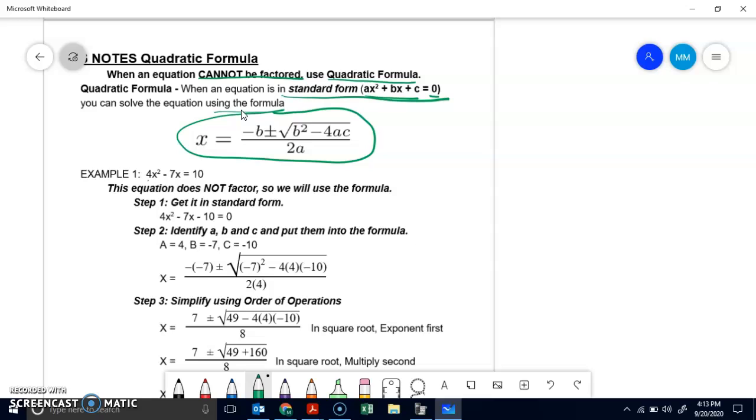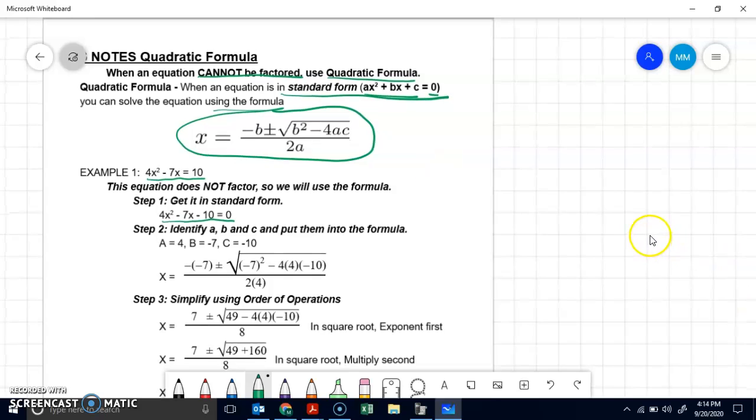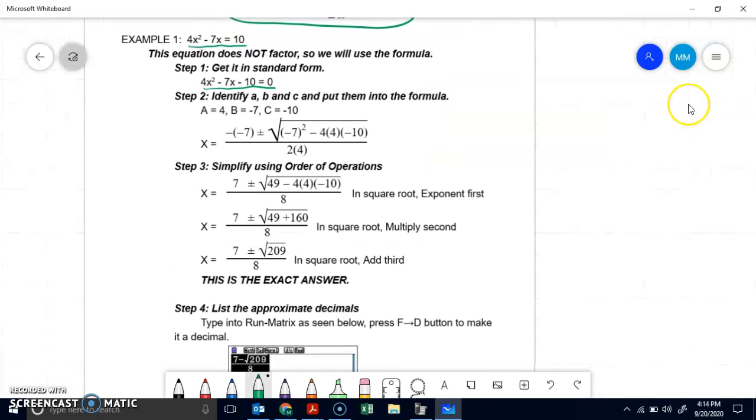So we're going to start with an equation like this. This is obviously not in standard form, and it does not factor. So the first thing we're going to do is subtract 10 to get it into standard form. And then we're going to identify what a, b, and c are. A is 4, b is negative 7. Watch the signs. Make sure your signs stay with the number. It's negative 10 for c.